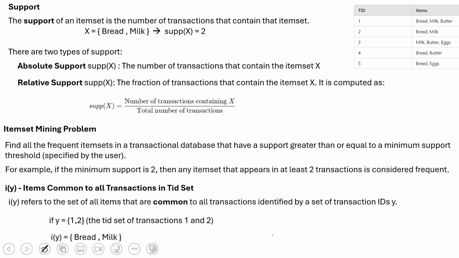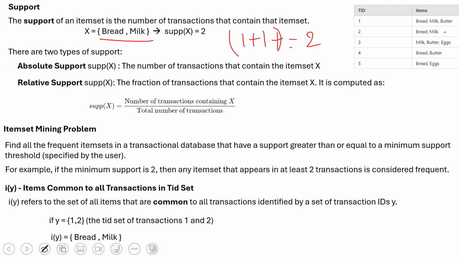Let's take this example. Support of an item set is the number of transactions that contain that item set. What is the item set given here? Bread and milk. To calculate support, you count the number of transactions in which bread and milk are there. In transaction 1 you have bread and milk. In transaction 2 you have bread and milk. So you have two transactions. In the third you don't have that, in the fourth you don't have bread and milk, in the fifth you don't have that. So the support would be equal to 2.